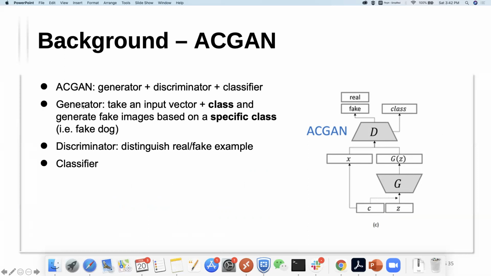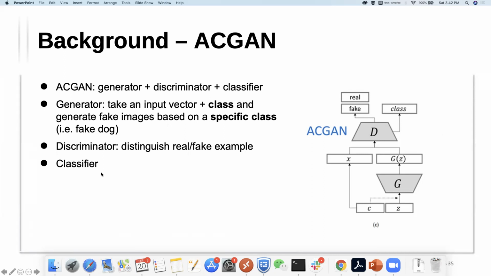So AC GAN is a variation of GAN. It has three parts: generator, discriminator, and classifier. One special thing about the generator is that it takes an input vector, but also a class. So it can generate fake images based on a specific class. For example, I want to generate a fake dog image. Then after that, the discriminator is trying to distinguish real or fake examples. And the classifier tries to classify the class.